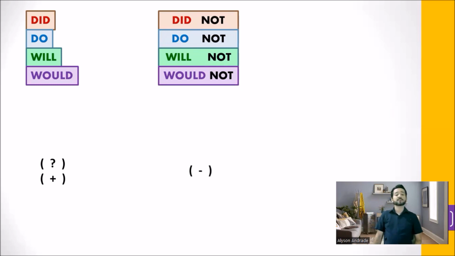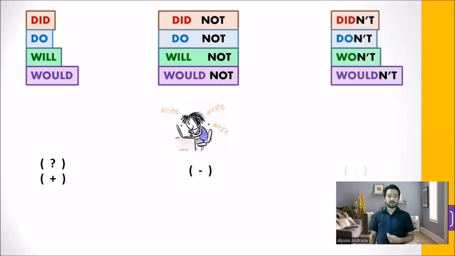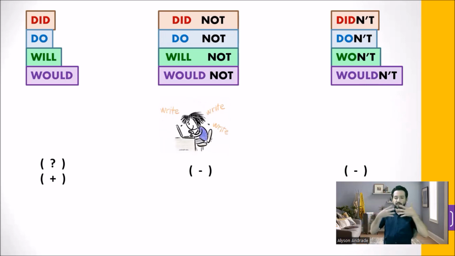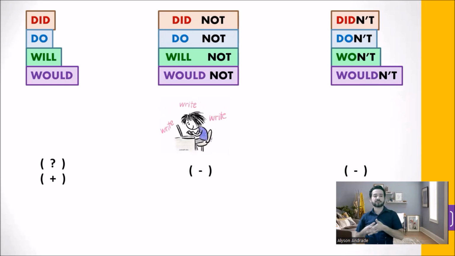So if you want to answer a question, you should use the same auxiliaries. Okay, the first chart, did, do, will, would, are used to make questions and to answer questions in a positive way. But we have adaptations to create negative auxiliaries, tá? Like did plus not, do plus not, will plus not, would plus not. Or the contractions, the abbreviations. Did not is the same as didn't.